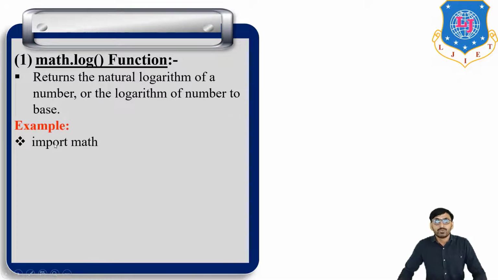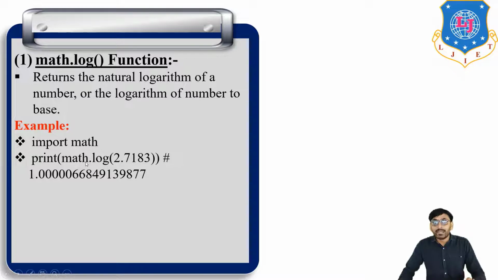For example, import math. Whenever we are using the math module in our program, first we import that module, then use members of that module. So import the math module with the import keyword. Then print math.log(2.7183). This log function returns the natural logarithm of a number. So we get the answer 1.00.